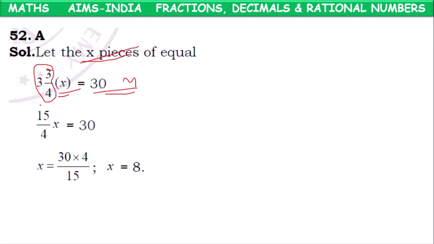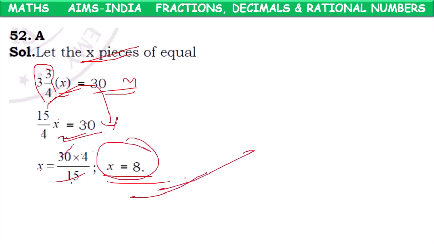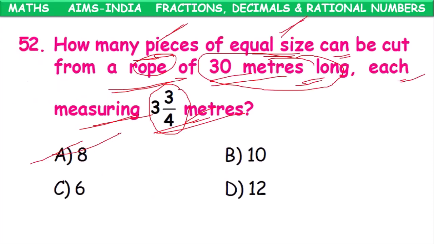4 3 times 12 plus 3, 15 by 4, x equals 30. x equals 4 by 15, because when it comes to the right hand side, the numerator and denominator interchange. 4 by 15, 15 2 times 30. 2 4 times 8. x equals 8. So we can cut 8 pieces.